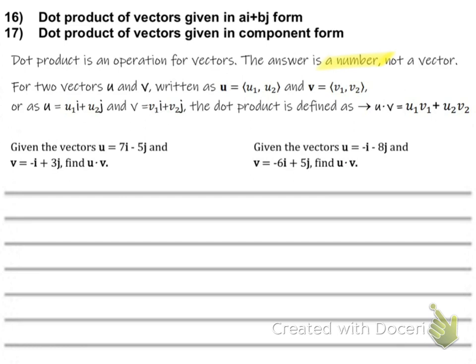So that is actually a dot there in the middle, u dot v. Notice what we're doing is multiplying the horizontal components. So it's the product of the horizontal components plus the product of the vertical components.